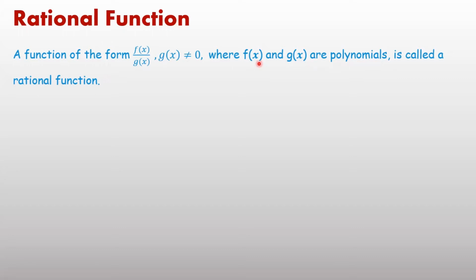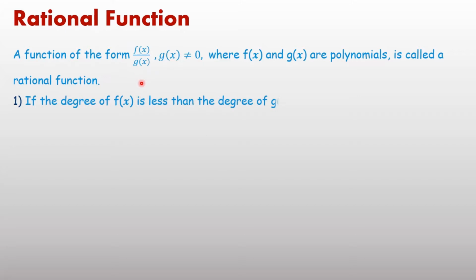Now, the meaning of polynomial, I hope all of you know. A polynomial means an algebraic expression in which the power of the variable in each and every term is a whole number. A function which can be written in the form of f(x) upon g(x), where f(x) and g(x) are polynomials, is known as a rational function.